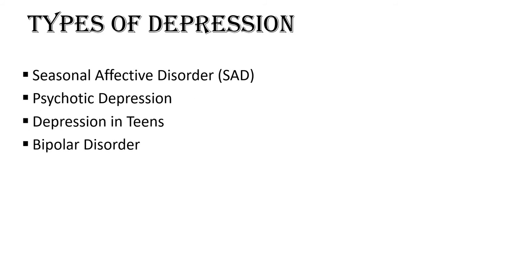We'll now move towards the next point, that is the types of depression. One, seasonal affective disorder, SAD. Second, psychotic depression. Third, depression in teens. Fourth, bipolar disorder. Now we'll consider them one by one.